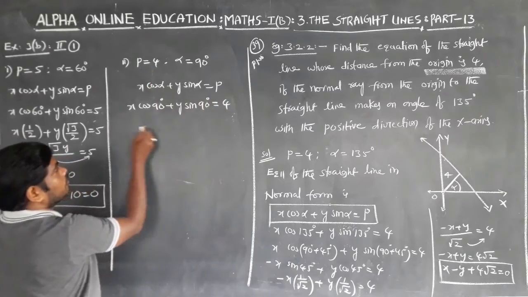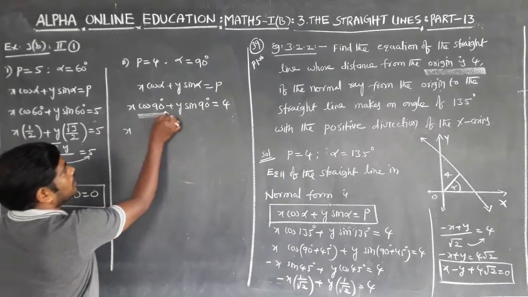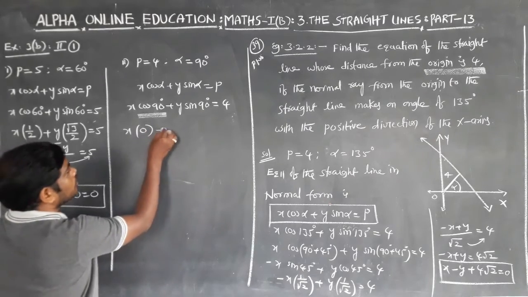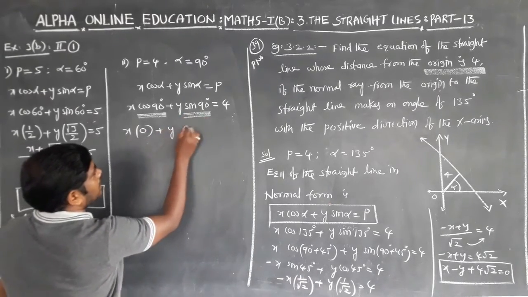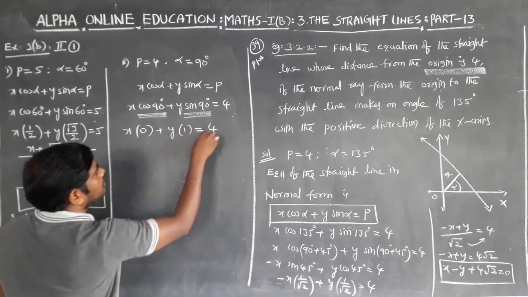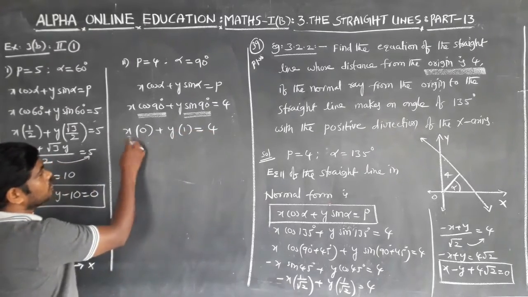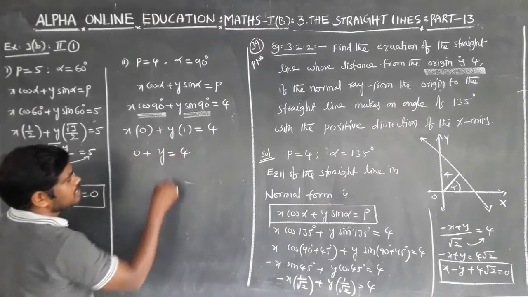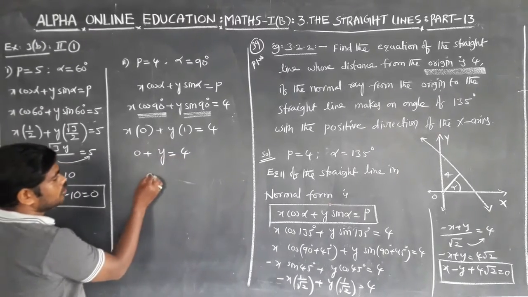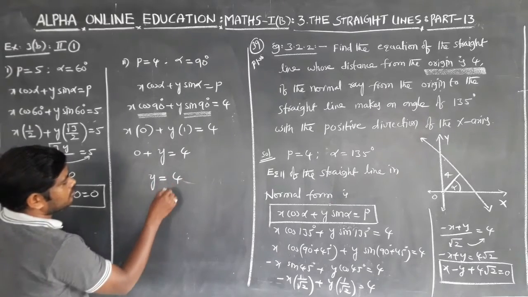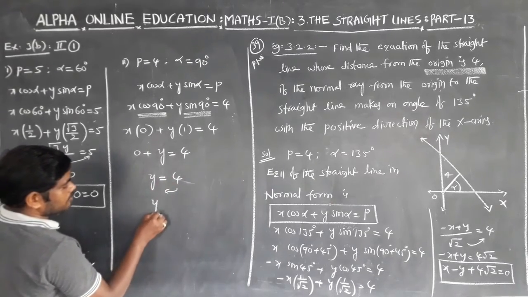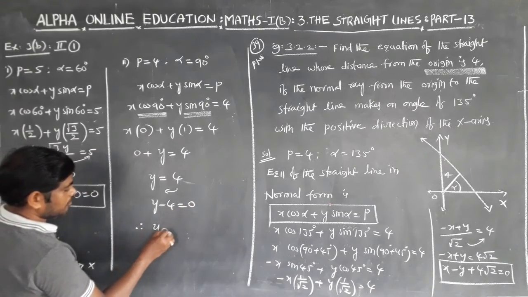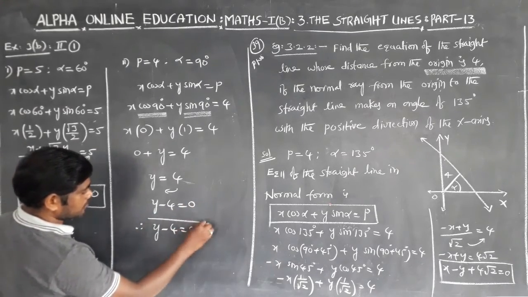P is equal to 4. x into cos 90 degrees, which is 0, plus y into sin 90 degrees, which is 1, is equal to 4. 0 into x is 0, plus y into 1 is y, is equal to 4. So 0 plus y is equal to 4. Taking 4 to the left side, y minus 4 is equal to 0. Therefore, y minus 4 is equal to 0.